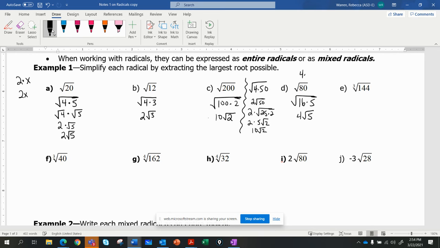Someone last class said 40 and 20 is bigger than 16, but 20 is not a perfect square. If we're looking at the perfect squares, 16 is a bigger perfect square compared to 4. That's what I mean when I say the bigger one. You want the bigger factor that's also a perfect square.